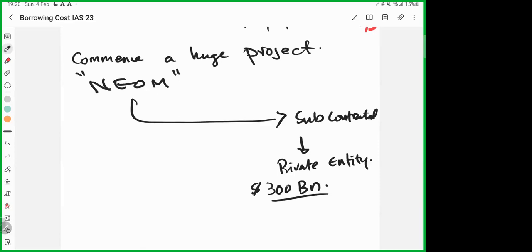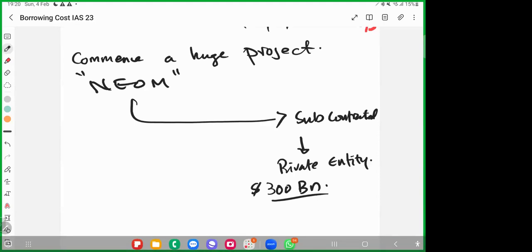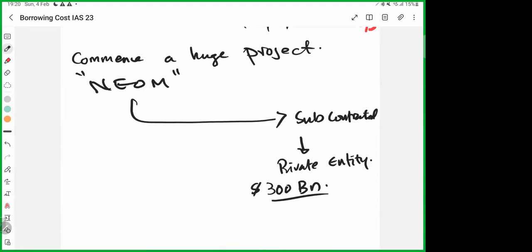Now, is 300 billion a small project or a mega project? It's a mega project, right? And do you think this particular private entity, in the immediate situation, would be capable of managing the working capital for this 300 billion on their own?